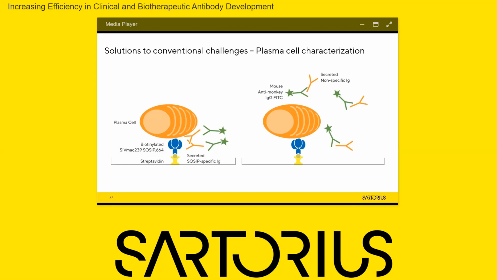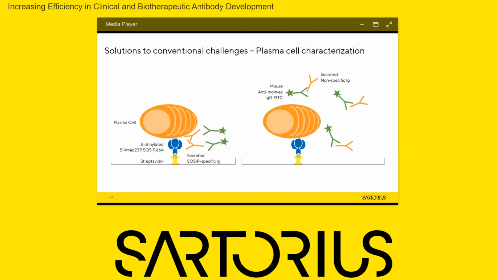Then total bone marrow cells are added to the nanowells in a media containing APRIL, IL-6, and a mouse anti-monkey IgG FITC, which is the green cartoon on the image there. And this binds to the antibodies secreted by the plasma cells. So on the left-hand side, we have a plasma cell that is secreting antibodies that are specific to the SIV-MAC. They're binding to that particular structure there, and then the mouse anti-monkey IgG FITC is then binding to those secreted antibodies and providing a fluorescent signal.